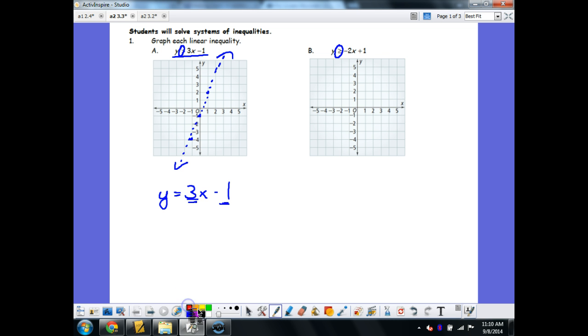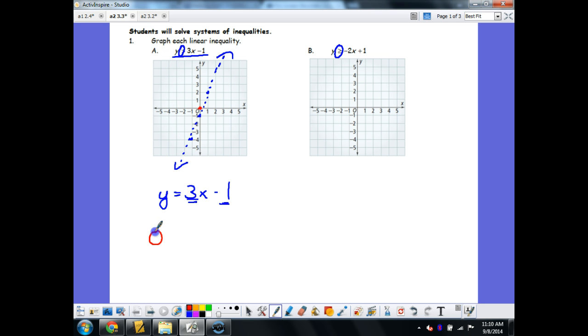Now, next, we are going to determine which side of that line we're going to shade, either this direction or that direction. And just to avoid any confusion, what I do is I pick a point that is not on that line. And the easiest point to pick and to substitute in is always 0, 0, as long as a line does not go through that point. If it went through the point 0, 0, then we would have to choose a point other than 0, 0. But since this line does not go through 0, 0, I'm going to pick the point 0, 0, and I'm going to plug it into this inequality.